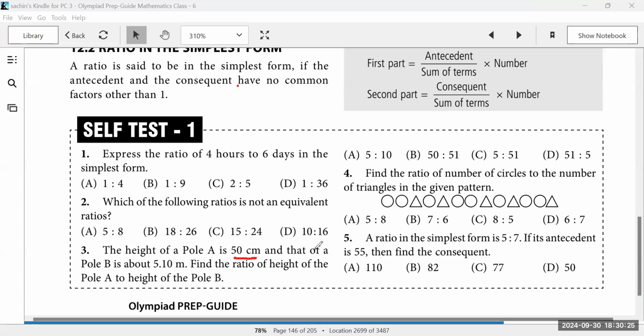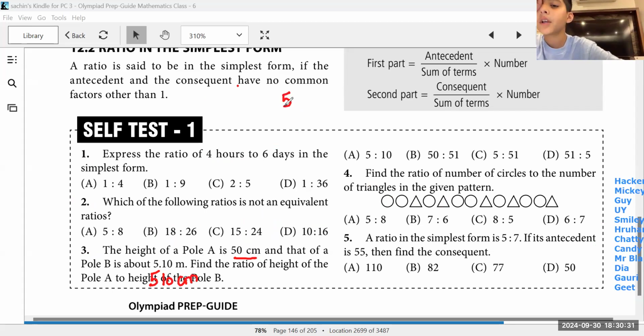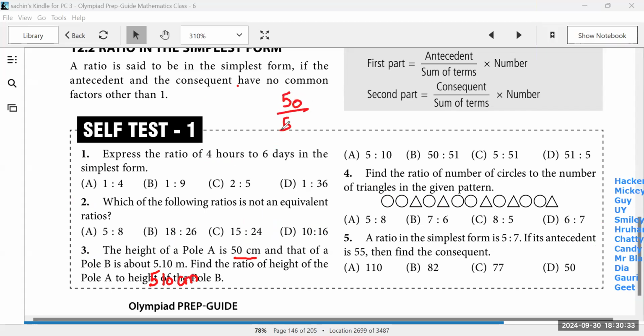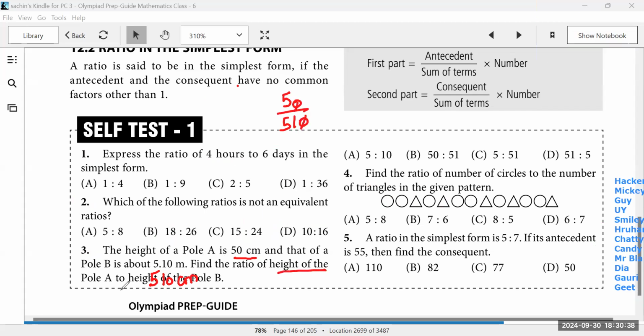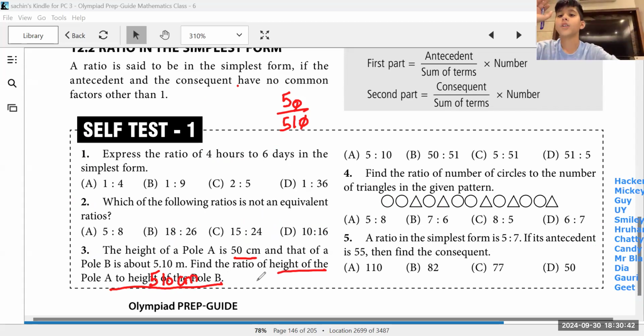The height of pole A is 50 centimeter and pole B is 510 centimeter. So 50 upon 510 has to be done. Why? Because we have to find the ratio of pole A to pole B. So whenever you have to find a ratio, you simply write it as a fraction.